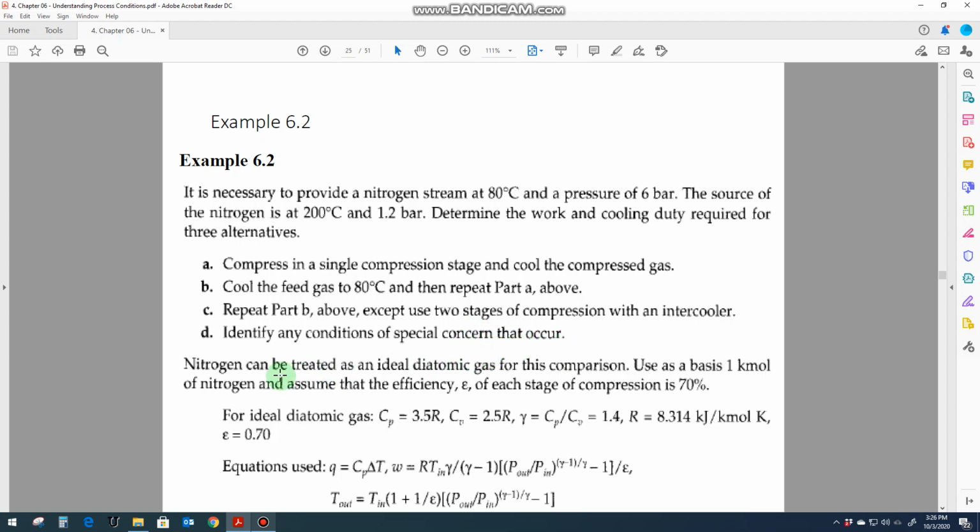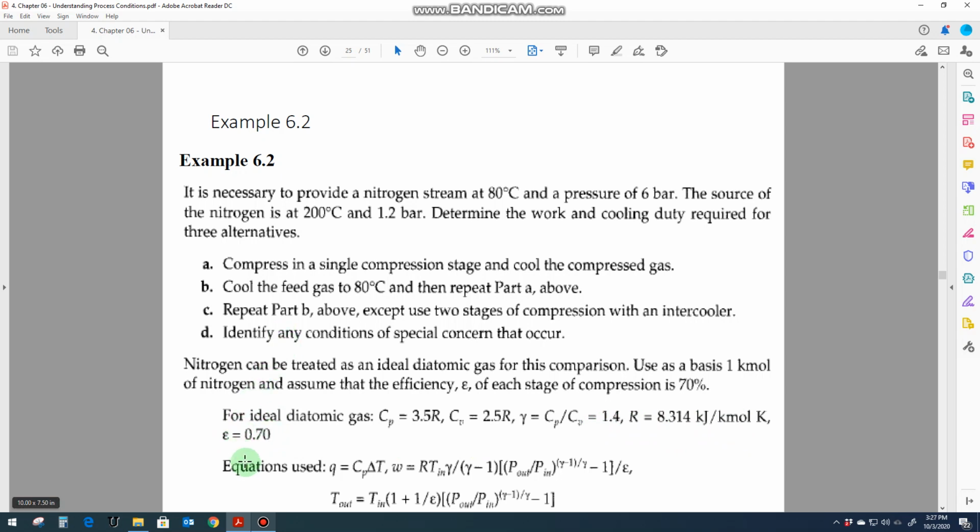Okay, so nitrogen can be treated as an ideal diatomic gas for the compression. Use this as a basis and assume that the efficiency of each stage is 70%. Now here you are provided with the Cp of nitrogen, the Cv of nitrogen, the gamma, the compression ratio, the value for R, and the efficiency of the compressor, each stage.